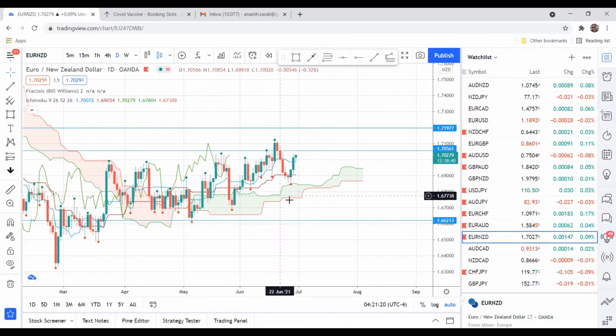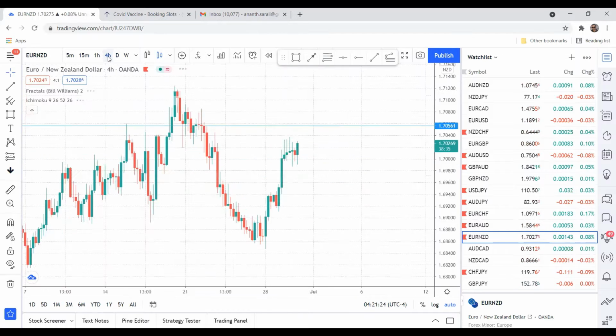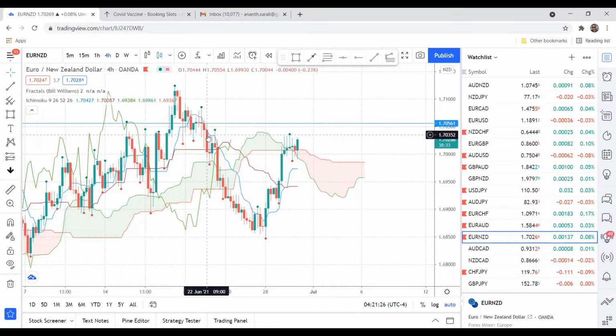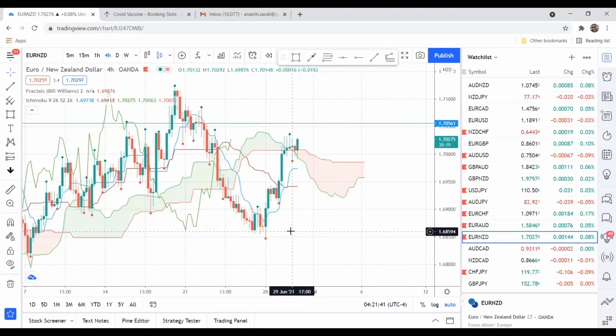But how do we decide where to trade here? I'll go for a 4-hour chart. These dots, if you see here, are called fractals, these green and red dots. It's a lagging indicator, the Williams fractals. I use this just to decide on entry.